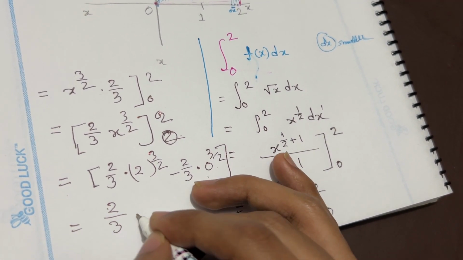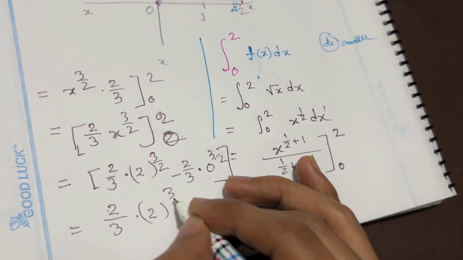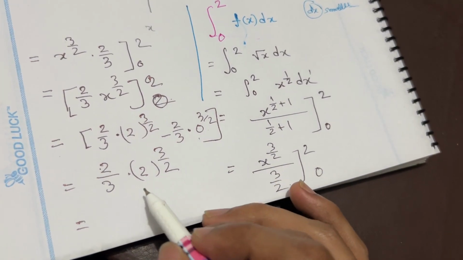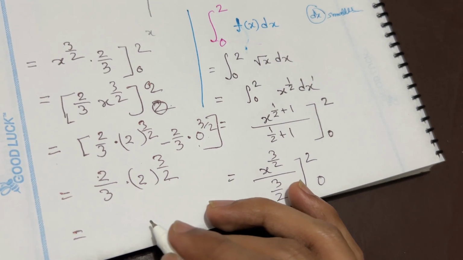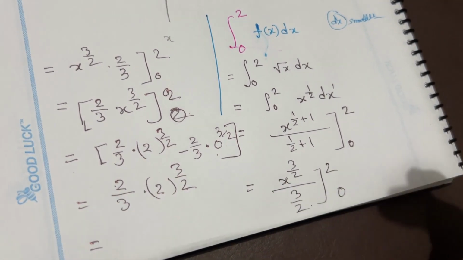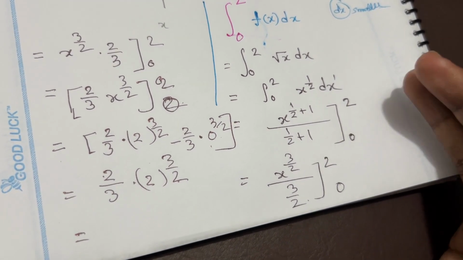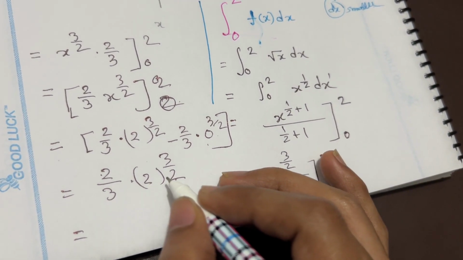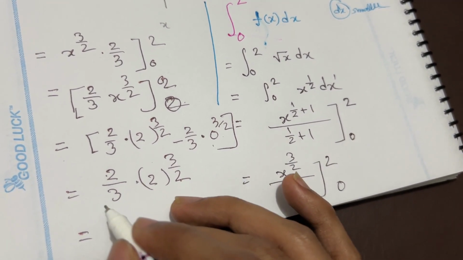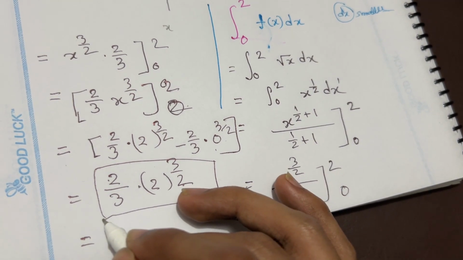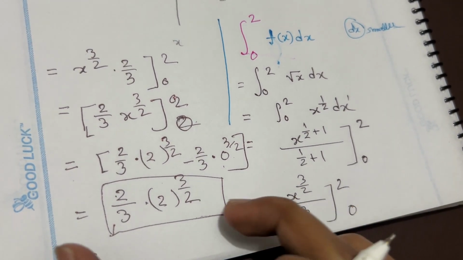2 divided by 3 times 2 to the power 3 by 2, and it is 2 to the power 3 by 2, and you can just calculate by yourself and see what the value comes. Okay, and it should be pretty simple for you. So this is our actual output.